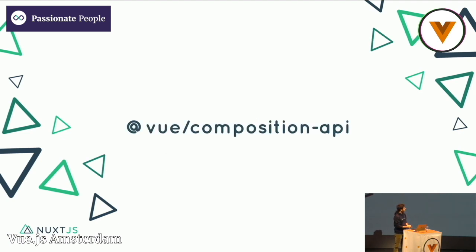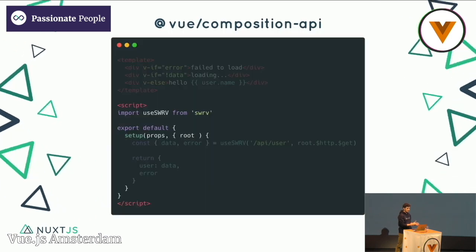We are working with the Composition API, and I've been playing last week with the SWR library, which is for data fetching. So here I'm using useSWR. I don't know how to pronounce it.